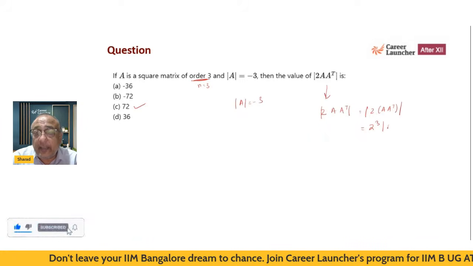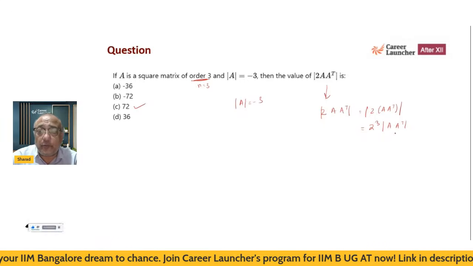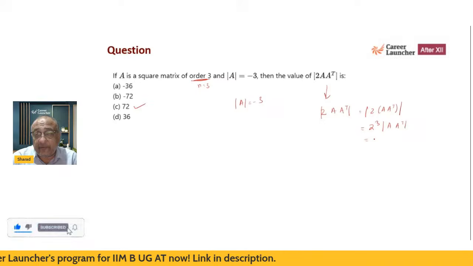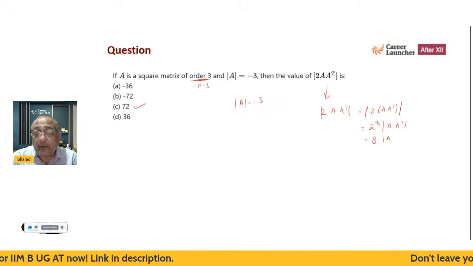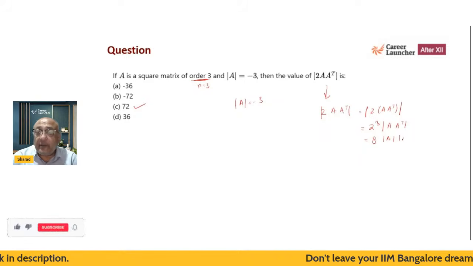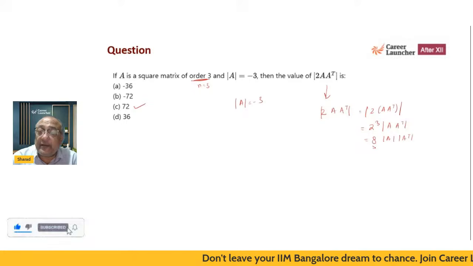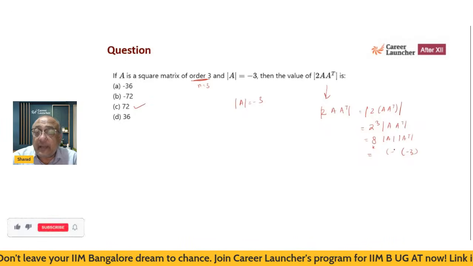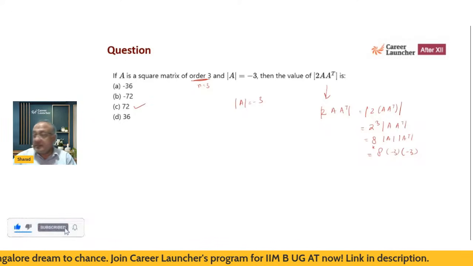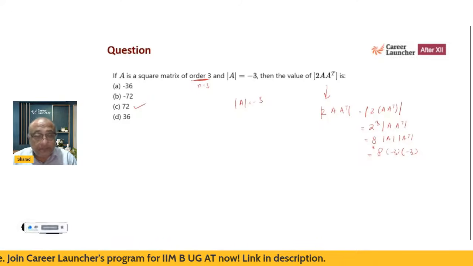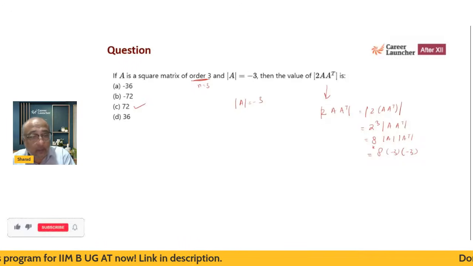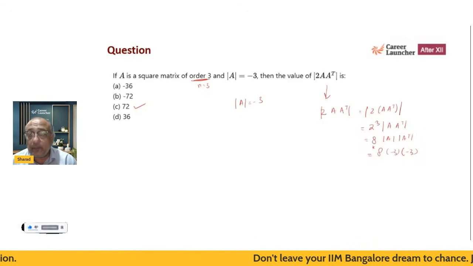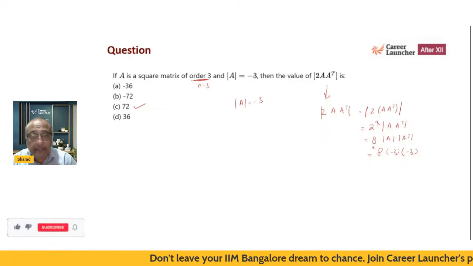2 cube will come here, and we have A into A transpose here. Why 2 cube? Because we are dealing with an order 3 matrix. A into A transpose will also be an order 3 matrix. This is 8, and we have determinant of A multiplied with determinant of A transpose. As we know that determinant of A transpose is minus 3, this is 8 into minus 3 into minus 3. So of course the answer is equal to 72. Is it clear? Understood, all of you? Ivan has already answered it. Great show.